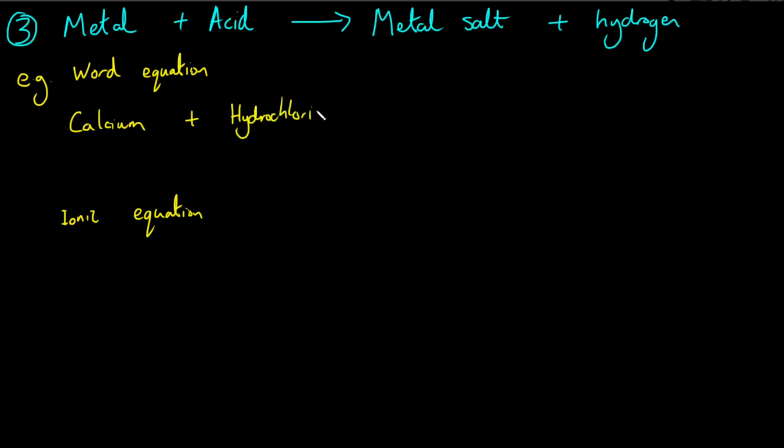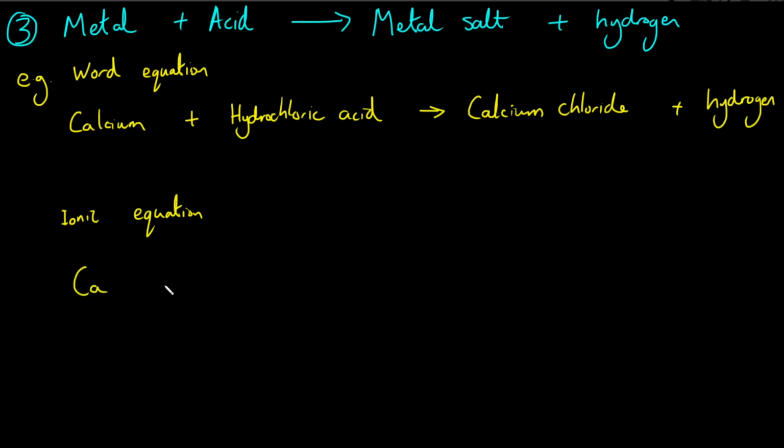Hydrochloric acid. I will produce the metal salt. So the salt's going to start with the name of the metal, calcium, and it's going to end with the type of acid I've used here. So I've used hydrochloric acid with chlorine in it, so I'm going to produce calcium chloride, the chlorine coming from the hydrochloric acid, and hydrogen gas as well.